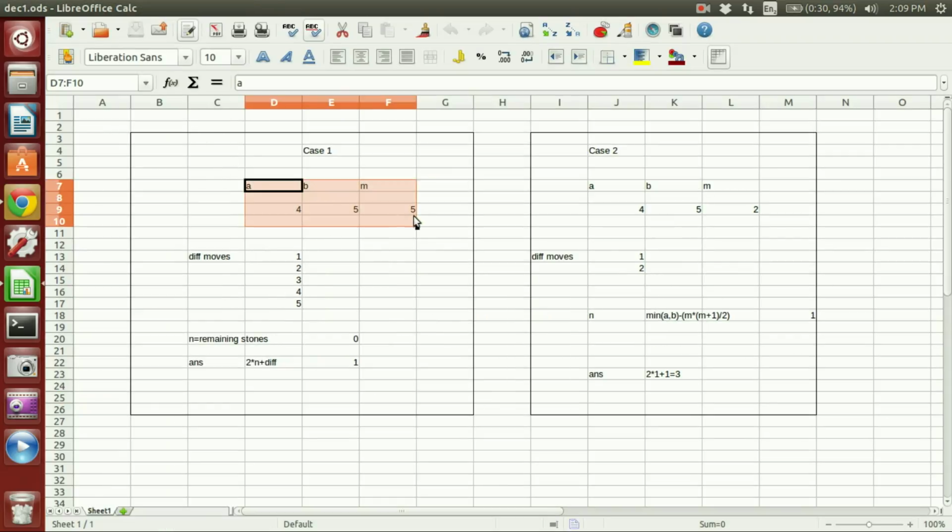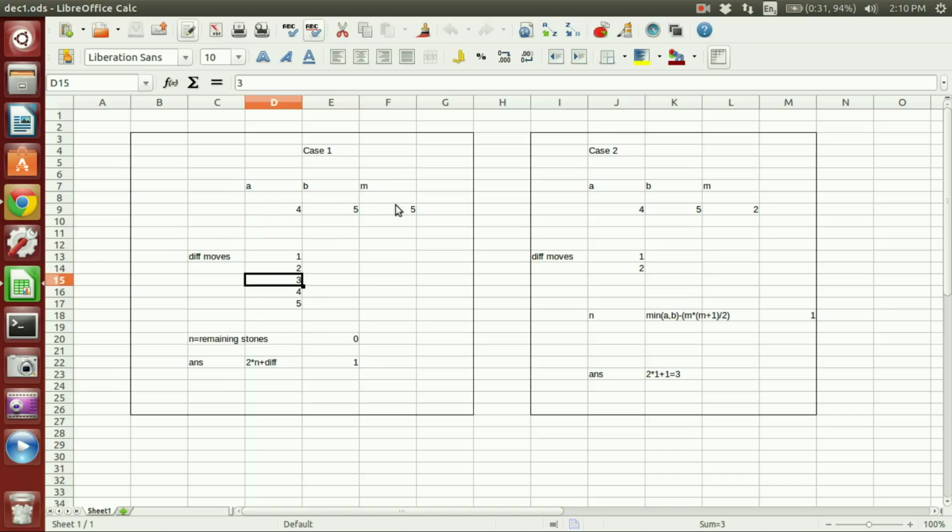Let's say A is 4, B is 5, and M is 5. So this tells us that there are 4 stones in pile A, 5 stones in pile B, and M is the number of moves. That is, if M is 5, then we can have moves from 1 to 5. That is, we can remove one stone from both of them. We can remove two stones from both of them. We can remove three stones from both of them. The main aim is to empty the piles as much as possible.